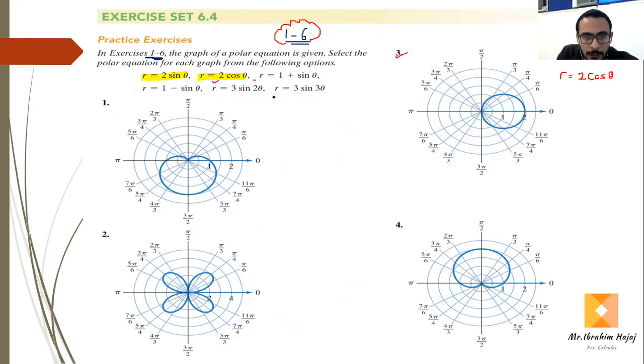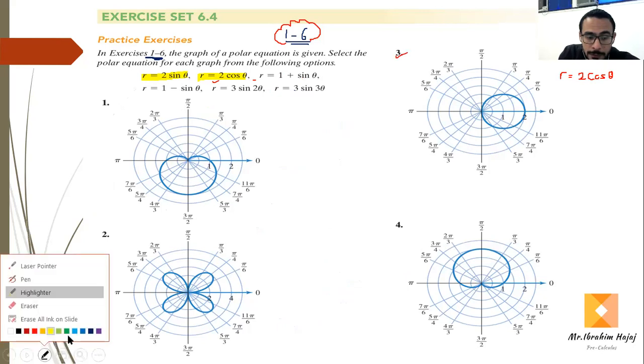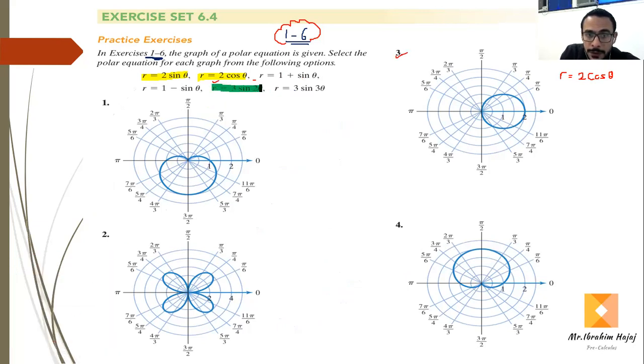Okay, R = 1 + sin θ and 1 − sin θ. Let's start first with the rose curves. R = 3 sin 2θ and R = 3 sin 3θ. R = 3 sin 2θ will be number 2 because n equals 2, which is even, so it will have 4 petals.